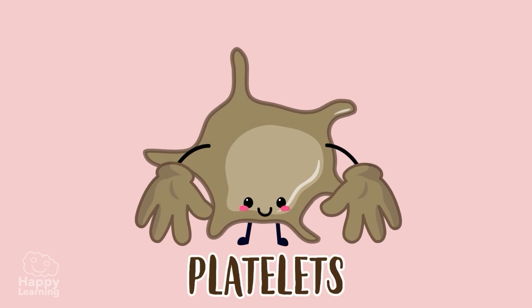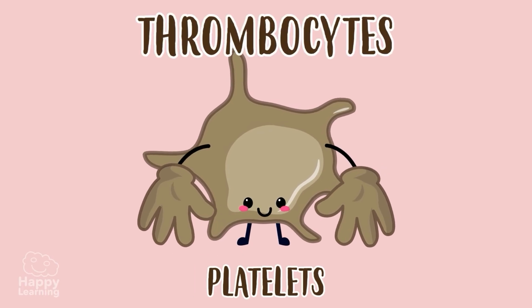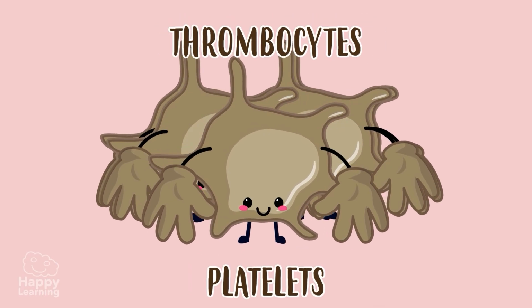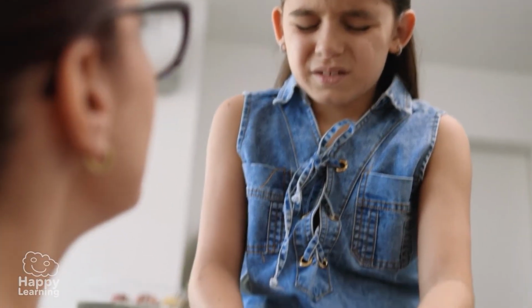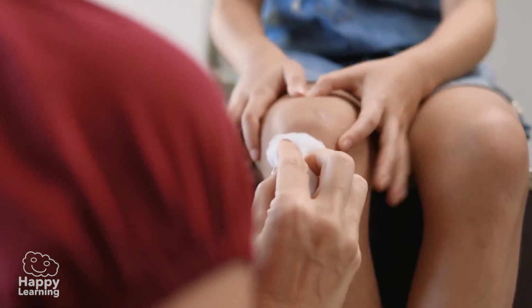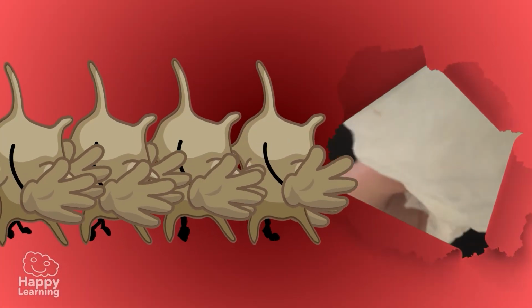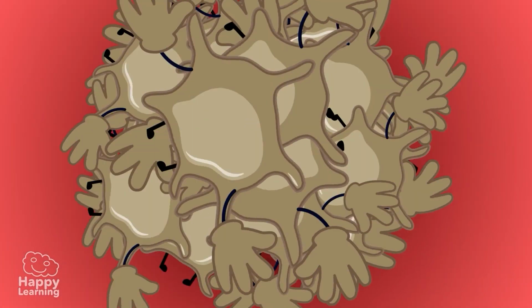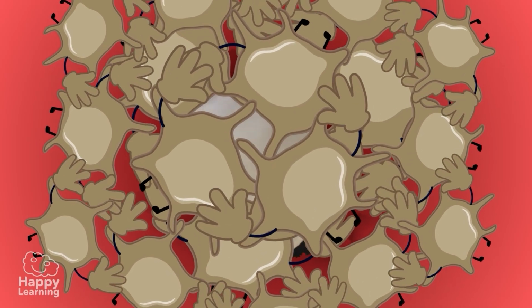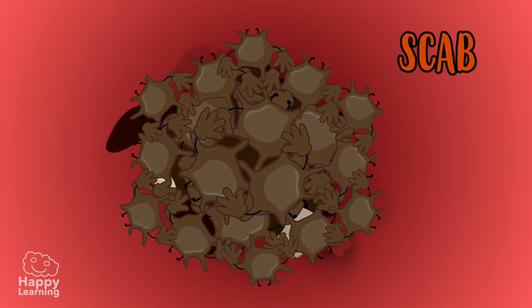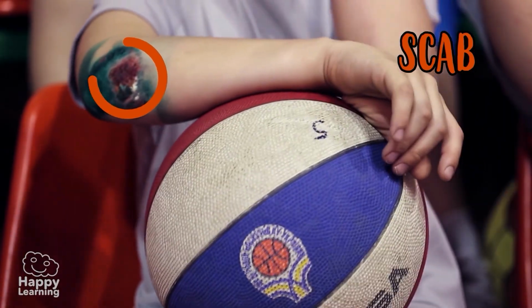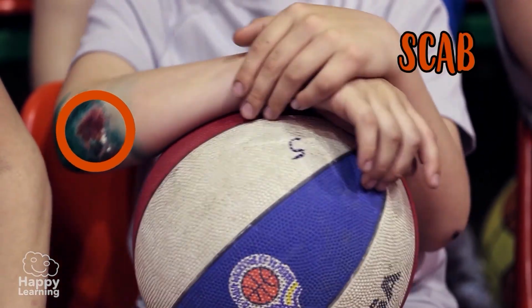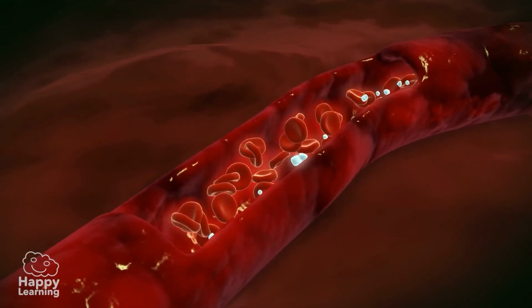Platelets, also called thrombocytes, help the blood to clot. For example, when we have a wound, the platelets move quickly to create a kind of plug or glue in the wound, so that no more blood comes out. They form what we call a scab. Isn't blood and the whole human body just amazing?